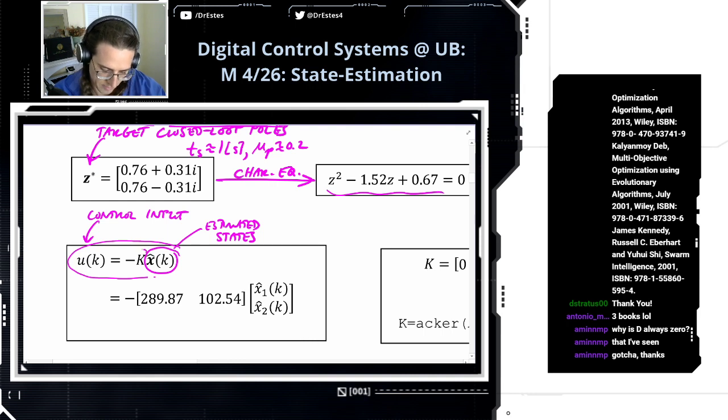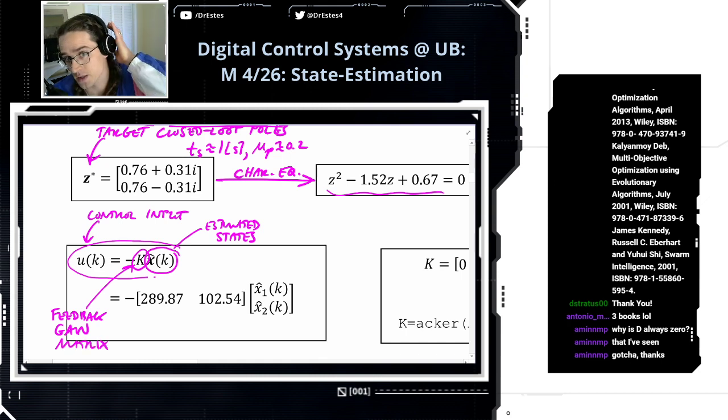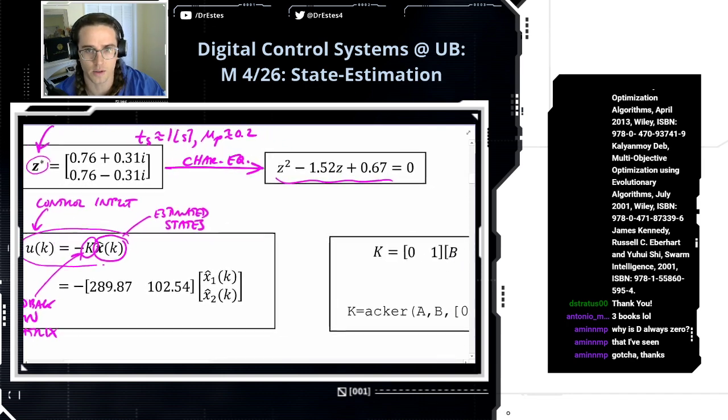But we have this K parameter. That's the feedback gain matrix. That's what we're going to multiply our states by. You have to solve for this matrix so that your closed loop poles are equal to the poles that you wanted, Z star. So now let's go back over here.